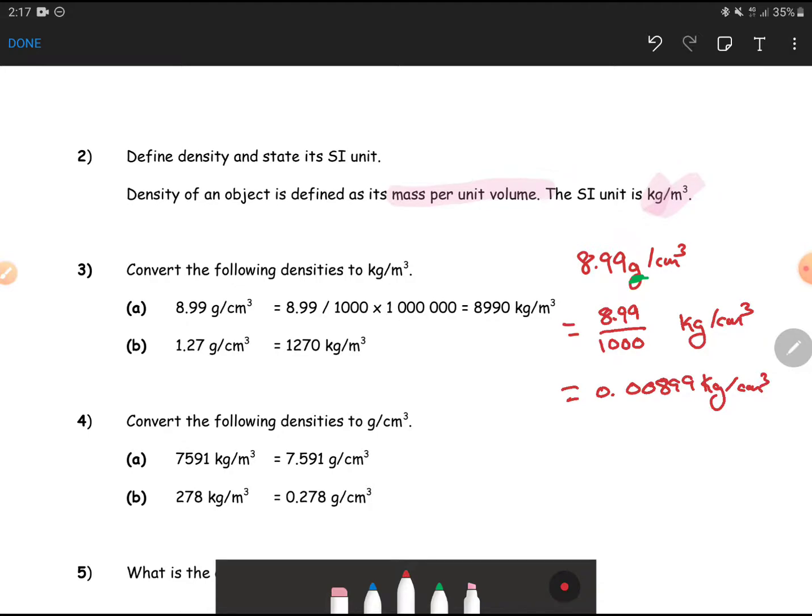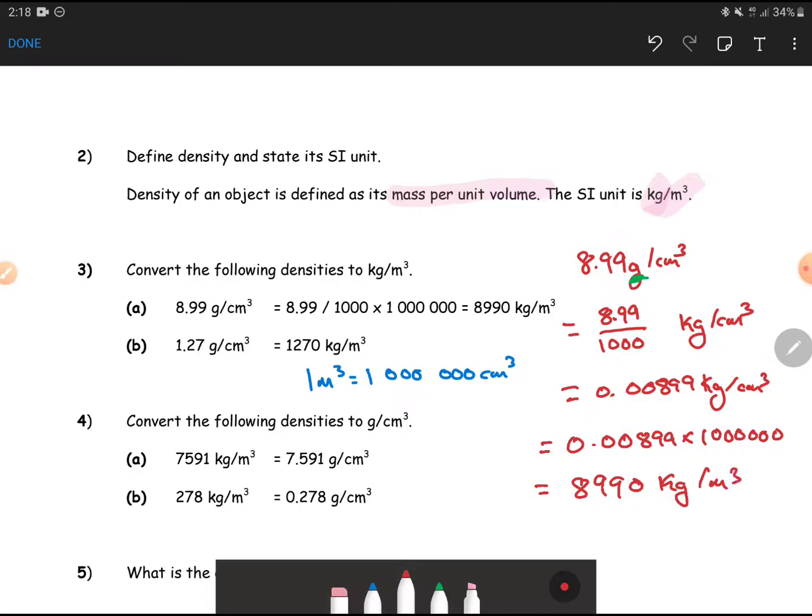All right, so now I'm done with kg. I'm going to change the cm cube to meter cube. For those of us who don't know, 1 meter cube is actually this number of cm cube. To convert this, I will multiply by that number. So 0.00899 multiplied, there's 6 zeros over there, and you should get 8990 if you press a calculator, kg per meter cube. All right, and that's how I arrive at your answers over here. So that's why you see a divide by 1000 and a multiply.